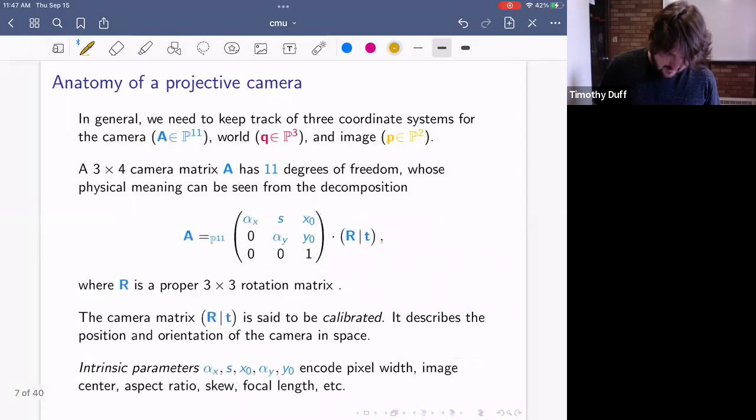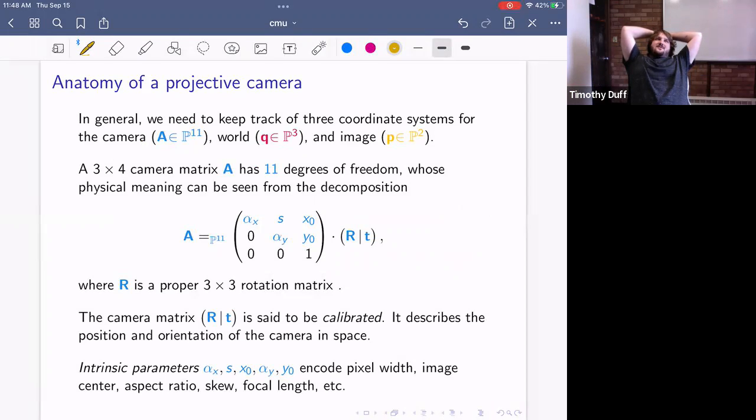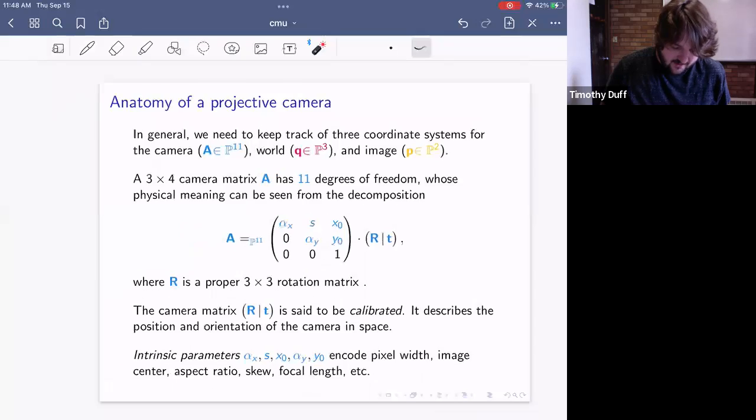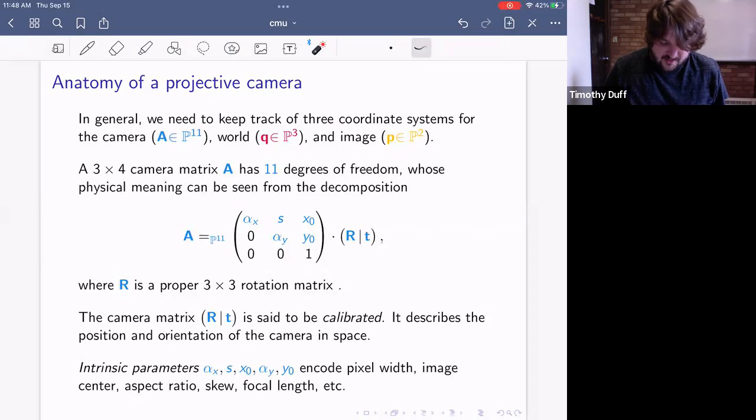So moving right along. When we wrote down the camera coordinate system on the previous slide, we were making a lot of convenient choices. In general, there are many coordinate systems in play. There will be a camera coordinate system, which we saw before. And I'll allow a camera matrix to be an arbitrary 3x4 matrix. That means it has 12 entries. And if I regard it up to scale, then I can think of it as an element of 11-dimensional projective space. Similarly, the world point will be in projective space P3, and the image point will be in the projective space P2.